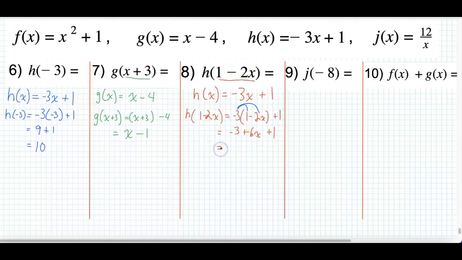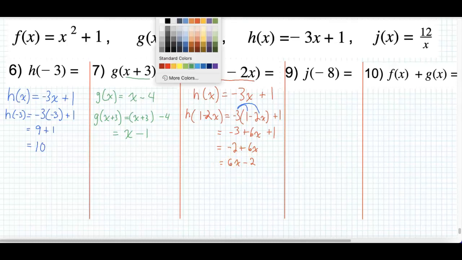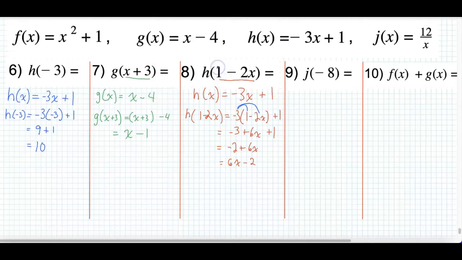We're going to add the like terms here. So we have negative 3 and 1 is minus 2. I can either write it as negative 2 plus 6x, or I can write it as 6x minus 2. You can see that the latter one that I did looks a little cleaner. I also have the variable leading, so that's a higher degree. Alright, let's go on to number 9. Selecting colors here. Let's go with purple.